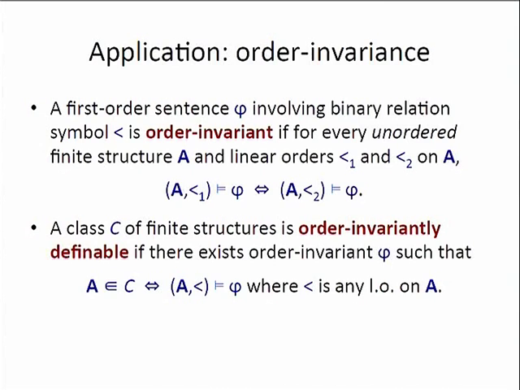Okay, so we say that a class C of finite structures is order invariantly definable, or it's definable in order invariant first order logic, if there exists some order invariant sentence phi, such that an unordered structure A belongs to C, if and only if A, together with an arbitrary linear order on A, models phi. Okay?